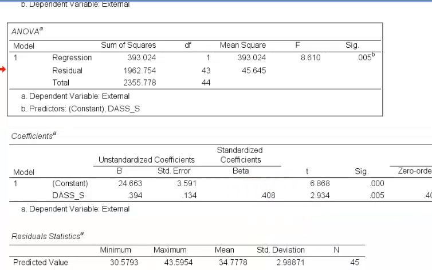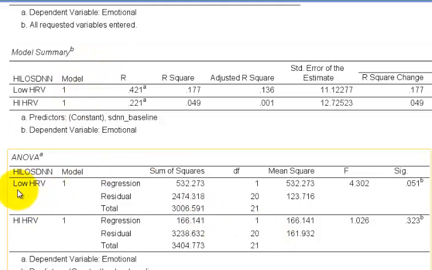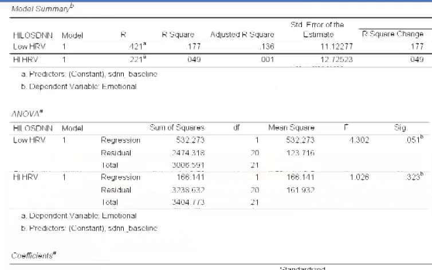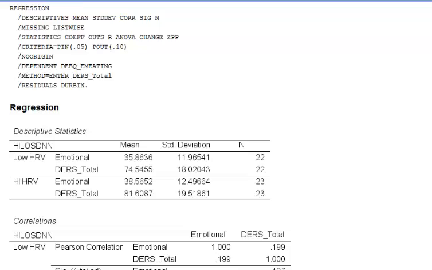So let's keep going. I think we're back at a split file again, but it says the same thing: for those low HRVers, there is a borderline relationship between low SDNN and emotional eating again. So, boom, that's good news. And you got a big beta weight, and that is significant. What this means is when low HRV scores go up by 1, emotional eating goes down by negative 0.4. That's interesting. But I think that's just about it.